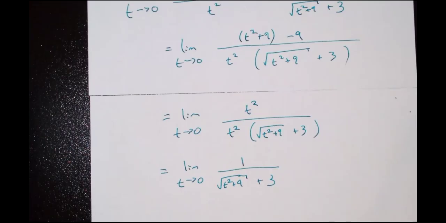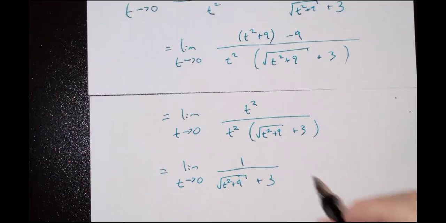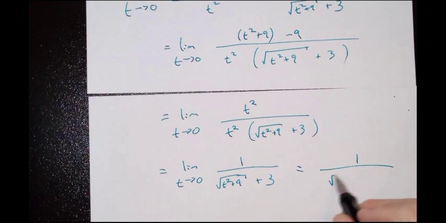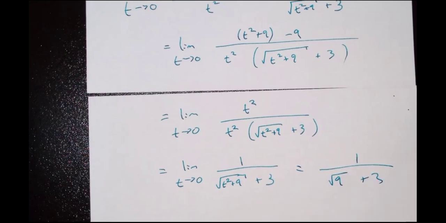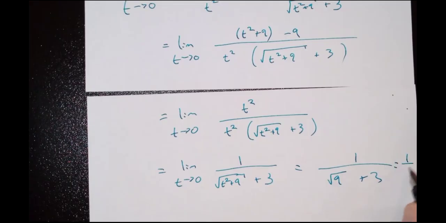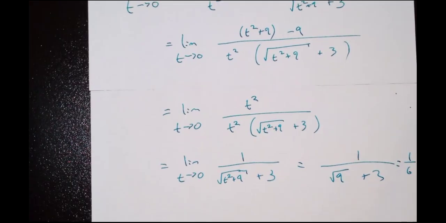What happens when you plug in 0 for t squared plus 9? Square root of 9 is 3. Hey, wait a minute. That gives me 1 over the square root of 9 plus, that's 1 over 3 plus 3. That is 1/6. Son of a... It worked, master. It worked.